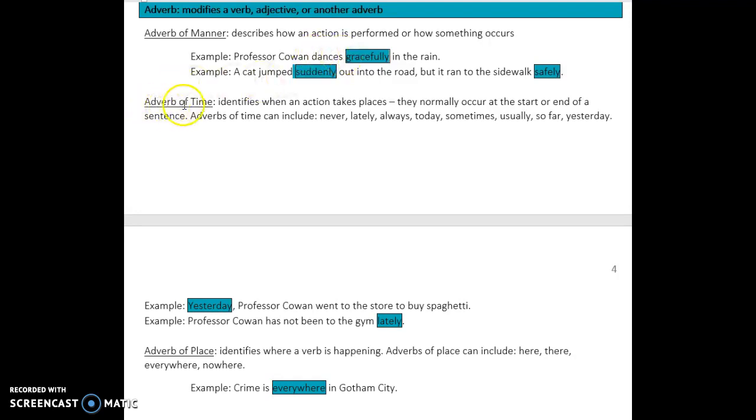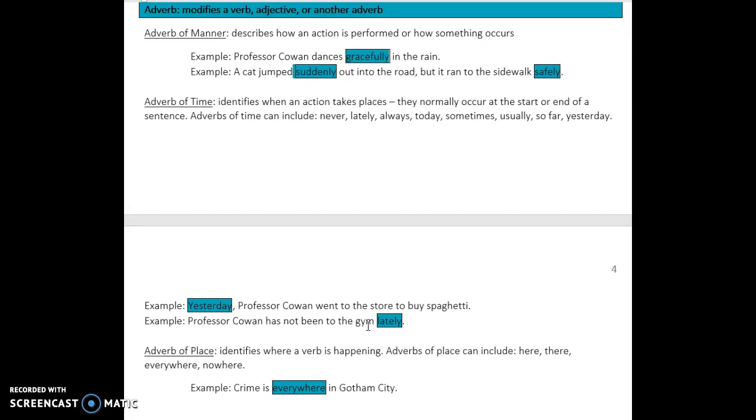We also had adverbs of time, and they identify when a particular action takes place. And adverbs of time normally occur at the start or the end of a sentence, and they can include never, lately, always, today, sometimes, usually, so far, and yesterday. So for instance, Professor Cowan has not been to the gym lately. Lately is an adverb because it modifies the action of going to the gym and it specifies when I have or have not been.